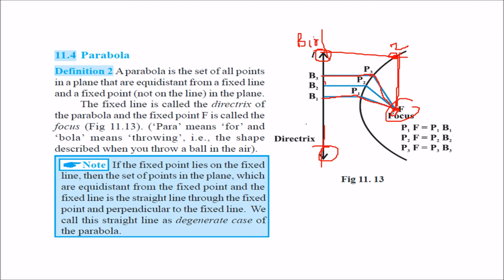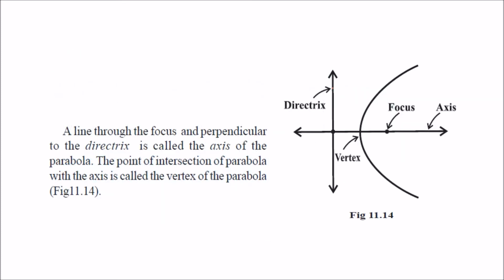This is what the parabola is. Para means for, bola means throwing. Whenever you throw a rock or a ball, it will take this trajectory. This is a parabola. So this is your directrix now. Let us formalize it. This is your directrix. This will be your focus. This is the axis. The axis is what?